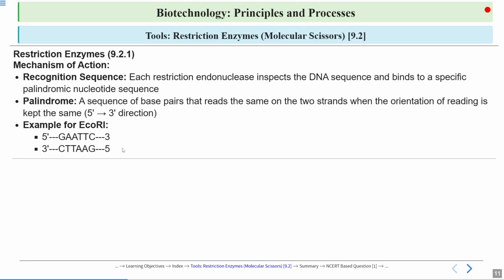When you read the same from the second strand, in the same direction, that is 5' to 3', you will read it as G A A T T C. The same happens when you read it in the reverse direction from 3' to 5': C T T A A G, and from 3' to 5' in the second strand, C T T A A G. If you have seen, it reads the same from both directions. So this is what you call a palindrome sequence. This is the recognition sequence where EcoRI cuts the DNA.